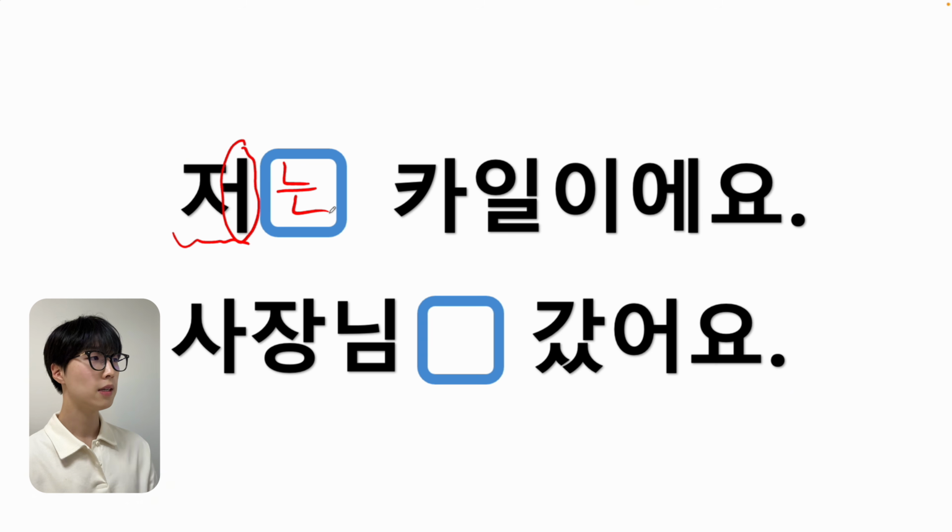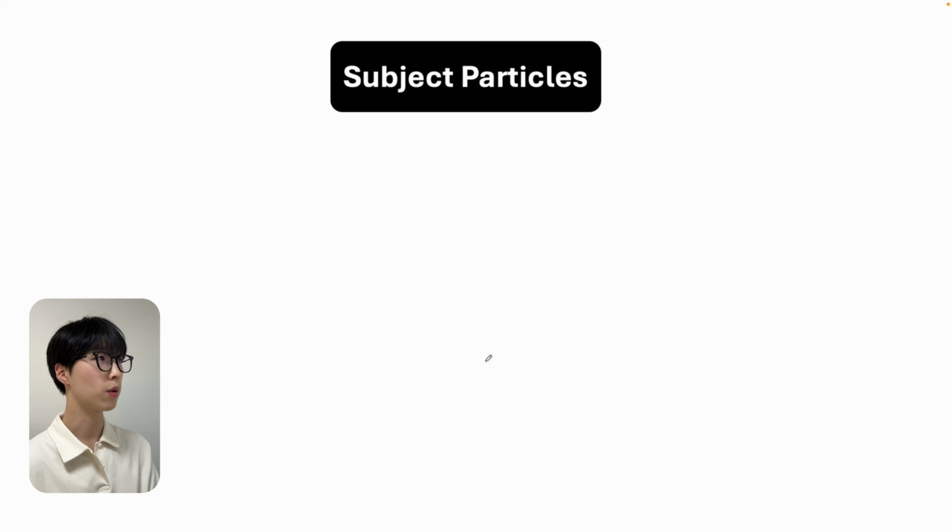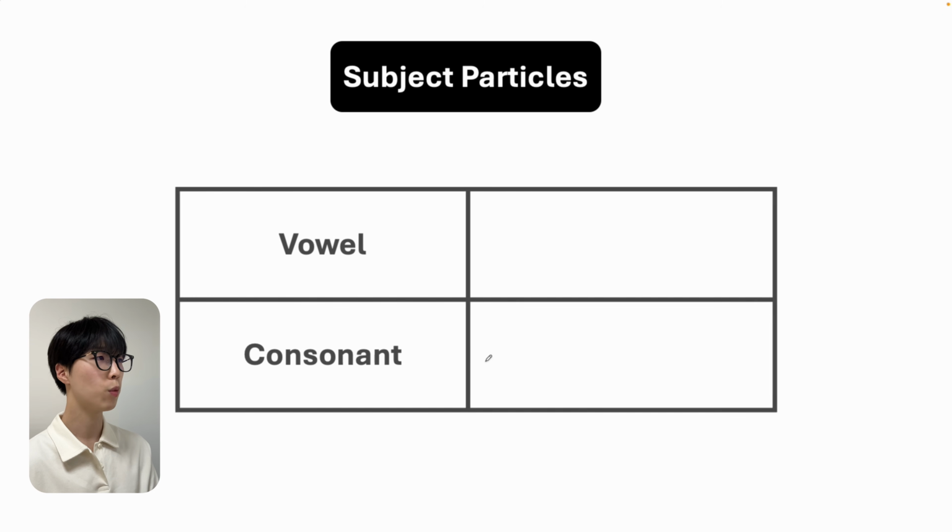What about this one? 사장님 blank 갔어요. If you take a look at the noun here, now it ends in a consonant. That's why you need to use 사장님은 갔어요. Remember, these are topic particles. Now let's try to look at subject particles. The rule is actually the same, whether it ends in a vowel or consonant. But now for the subject, if it ends in a vowel, you add 가, and if it ends in a consonant, you're going to be adding 이.